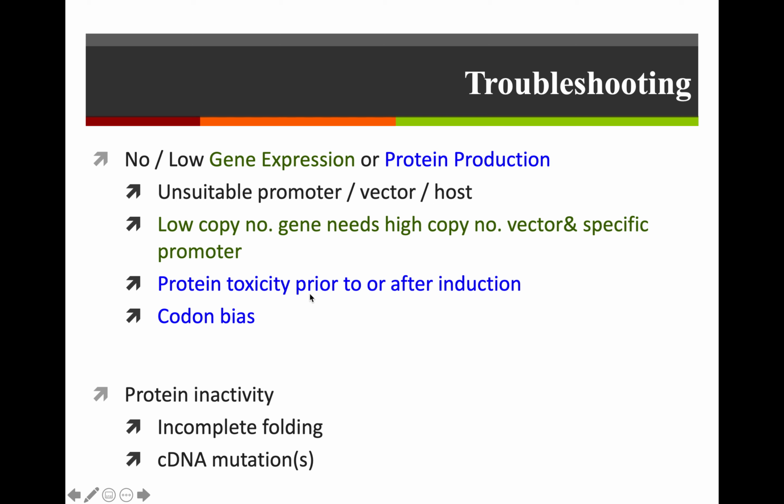Another thing that needs a lot of troubleshooting, especially in protein work, is protein inactivity, because protein is not always easy to work with. That's why not many people like to work with protein. If there is protein inactivity, most of the time it is caused by incomplete folding. When the folding is incomplete, the protein couldn't serve its best role or function, and sometimes there is also a cDNA mutation occurring that results in the protein being inactive.